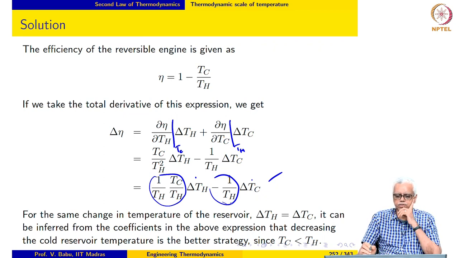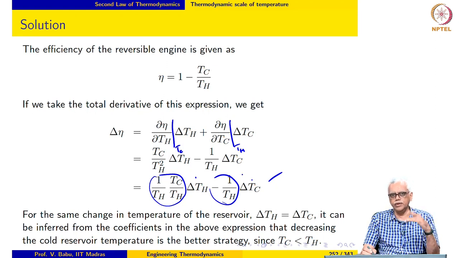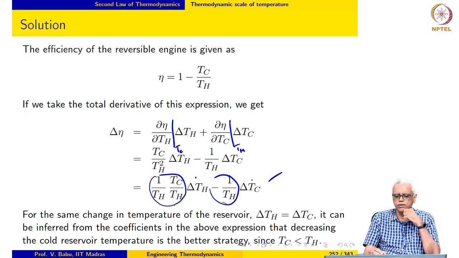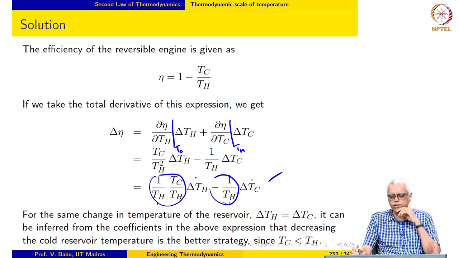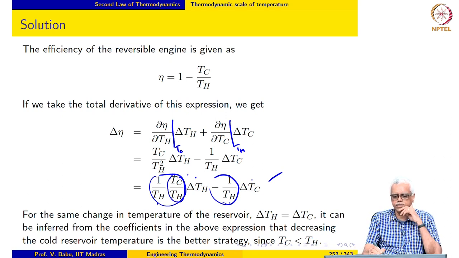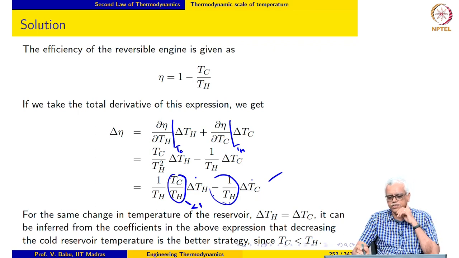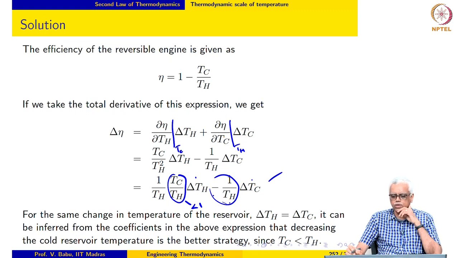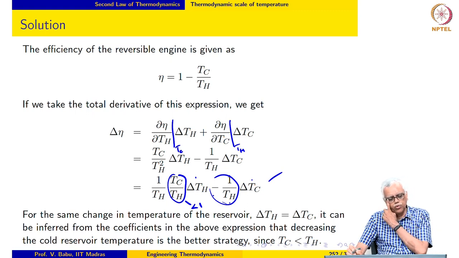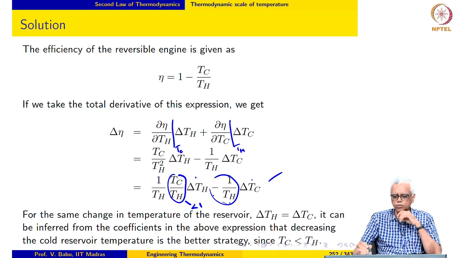Now, by comparing these two coefficients after ignoring the sign, keeping in mind that delta TC is going to be negative, you are only comparing the magnitudes. Notice that we have a 1 over TH here, 1 over TH here, and this quantity here is less than 1 since TC is less than TH. So, the best strategy for improving the efficiency of the reversible engine is to reduce the cold reservoir temperature.